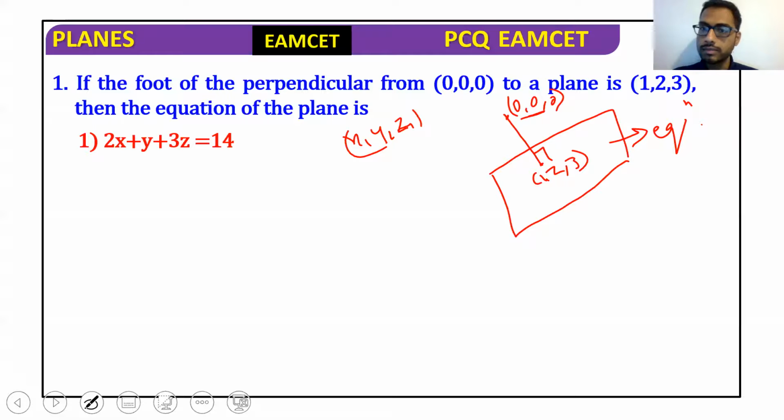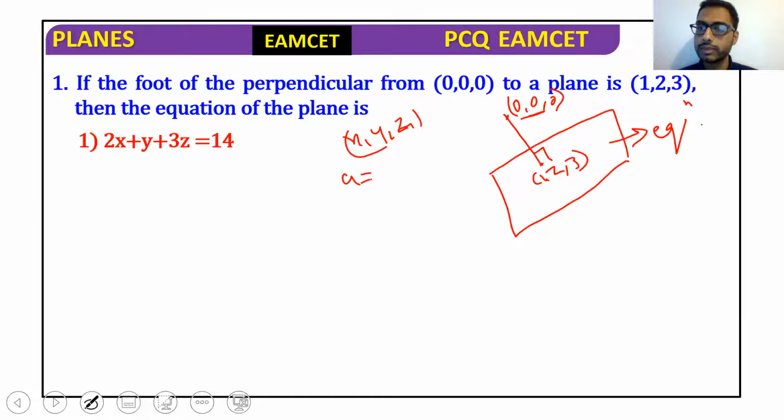From there, a plane is being drawn. Sorry, a perpendicular is being drawn, and that perpendicular is meeting at 1, 2, and 3. So what would be my direction ratios over here? Direction ratio is nothing but x2 minus x1.